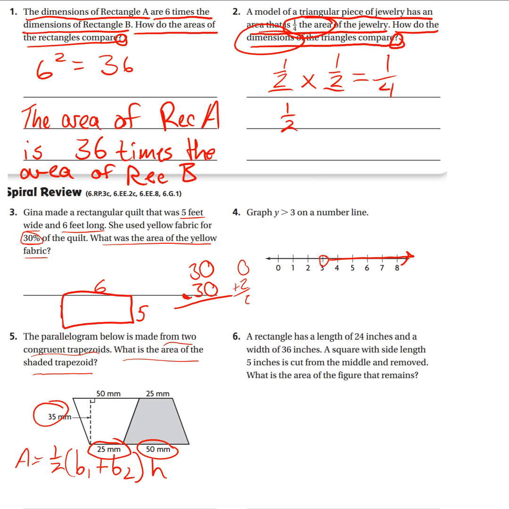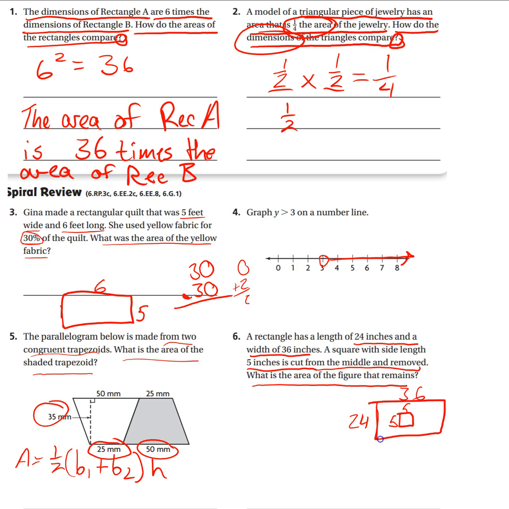So your choice. Number 6, a rectangle has a length of 24 inches and a width of 36 inches. So rectangle, 24 by 36. A square with side length of 5 inches is cut out. So 5 by 5 is cut out. From the middle and removed, what is the area of the figure that remains?